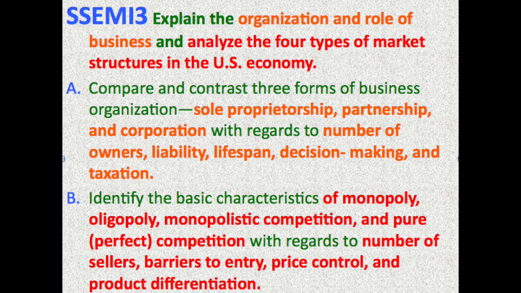Again, how businesses are organized. According to the standard, you need to understand the number of owners, you need to know what liability is, and you need to know what lifespan is, decision making, and taxation for each of these 3 forms of business organization. A little bit later on, we'll get down to B, which is identifying the basic characteristics of a monopoly, an oligopoly, monopolistic competition, and pure or perfect competition. So these are the 4 types of market structures that you're going to need to know.